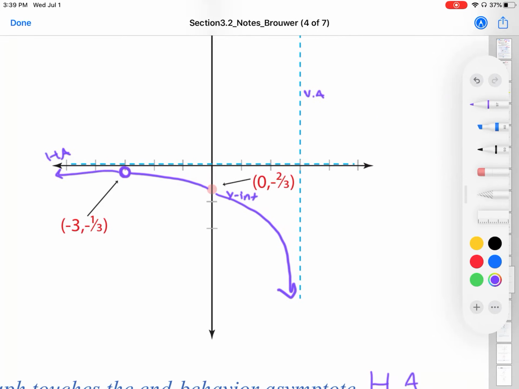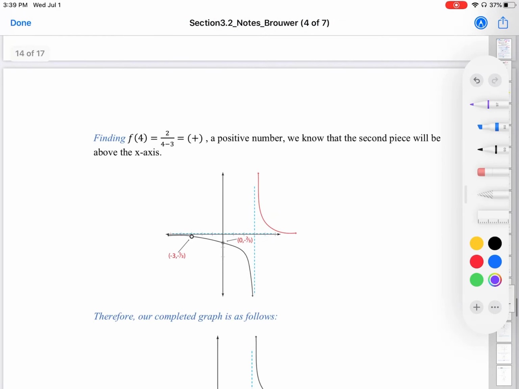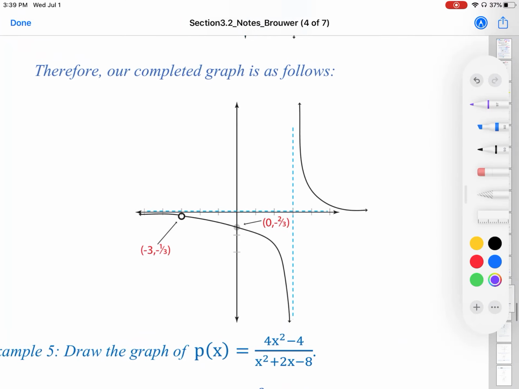Now the other side we must explore. So let's test a point that's to the right, say 4. If we test 4, we see it's positive, so it must be above the x-axis. All I know is it gets close to my asymptotes but never crosses. This is our finished graph.